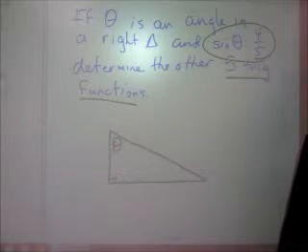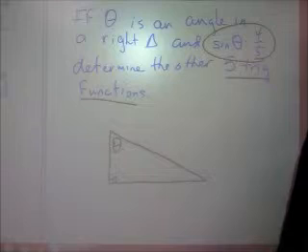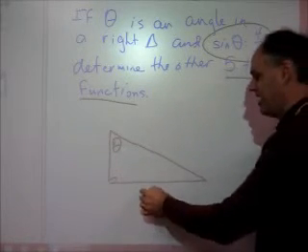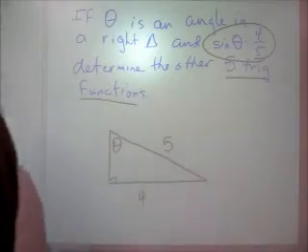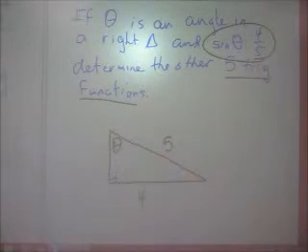Opposite is 4. Yeah, the opposite's 4, the hypotenuse is 5. So if you visually look at the triangle, this side is about 4, this side is about 5. Sorry. I kind of set you up for that one. I apologize.